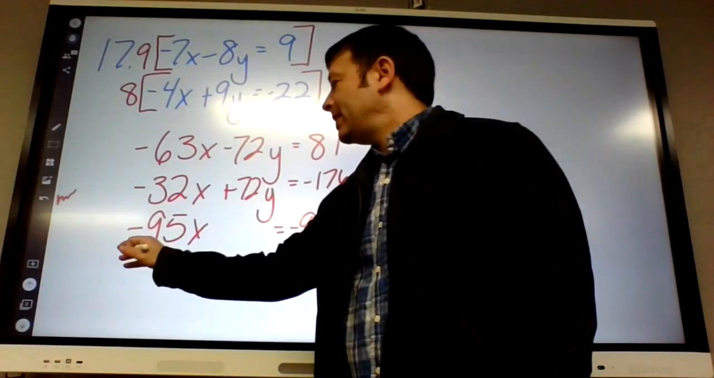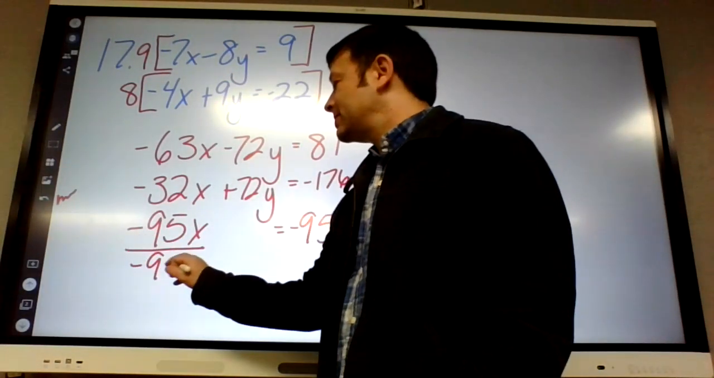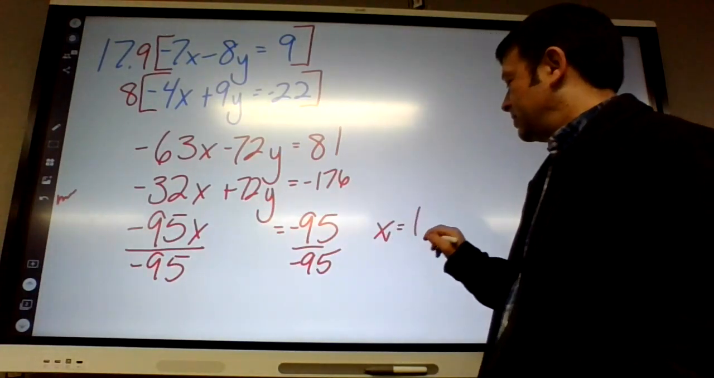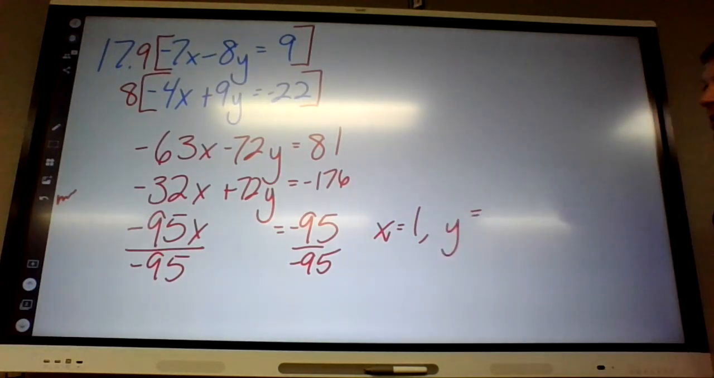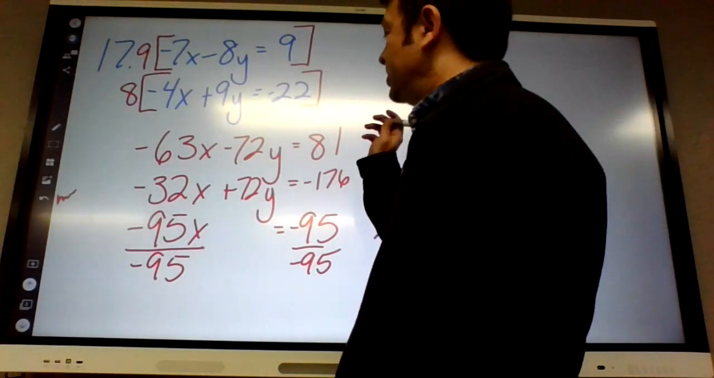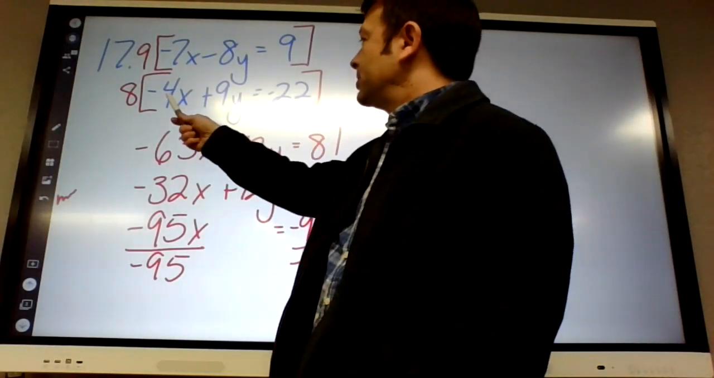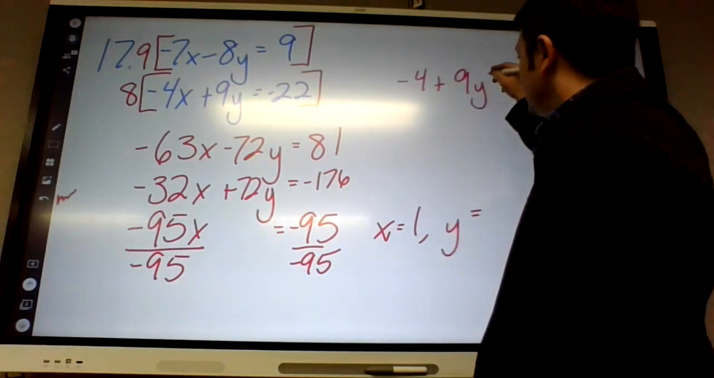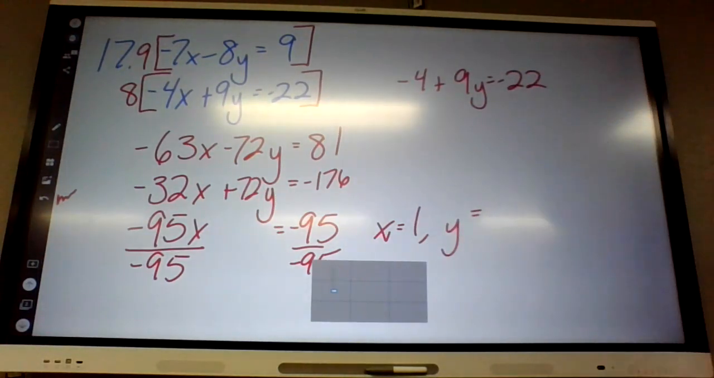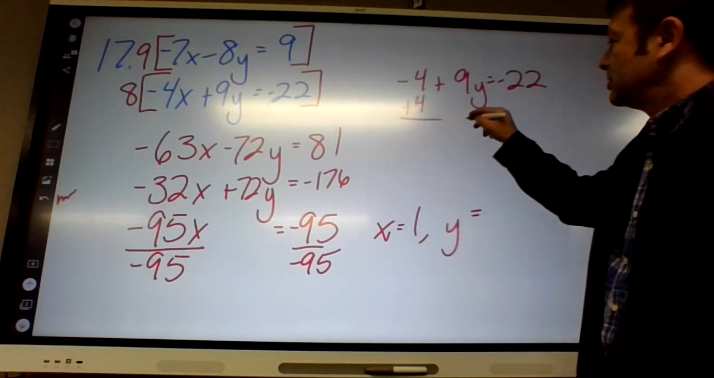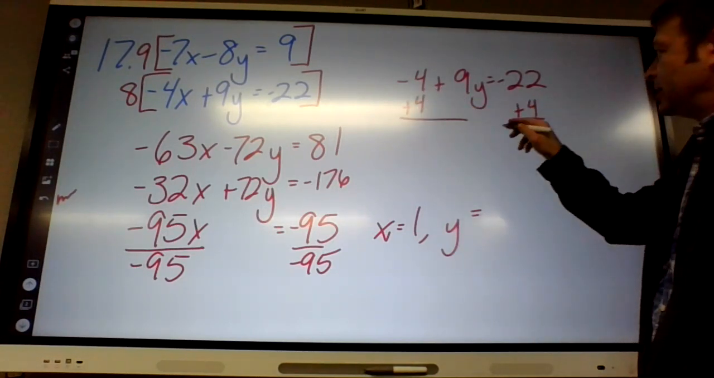So then you know that your x is 1. Number uno, after all those big numbers. And then if I plug 1 back somewhere, maybe negative 4x plus 9y equals negative 22. Negative 4 times 1 is negative 4, plus 9y equals negative 22. So since it's negative 4, to get rid of it, you add positive 4.